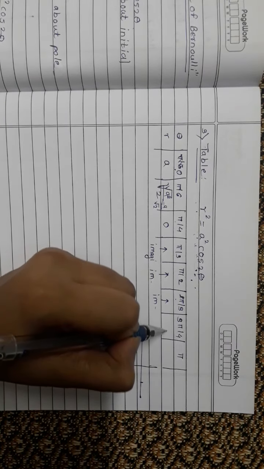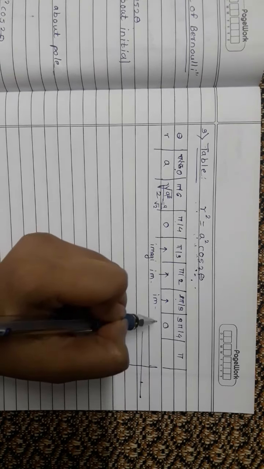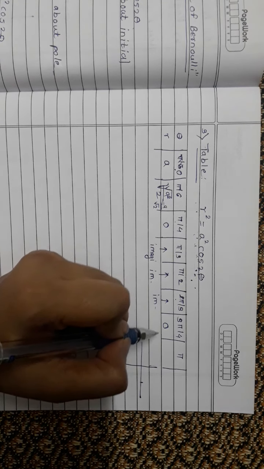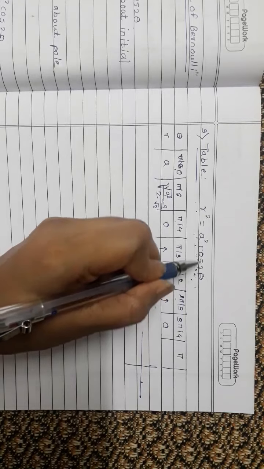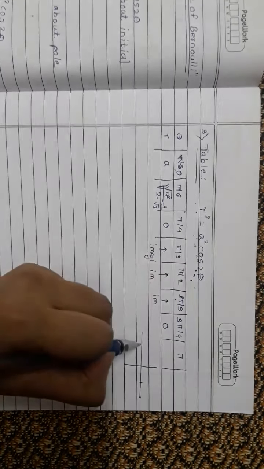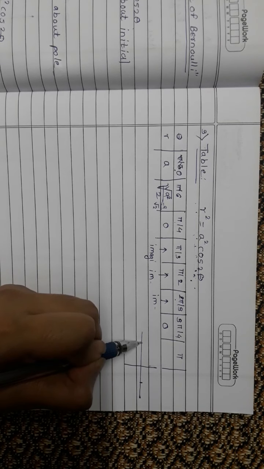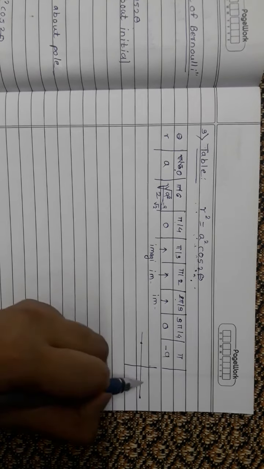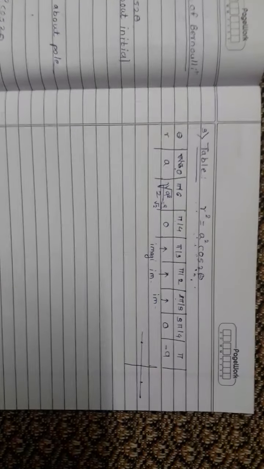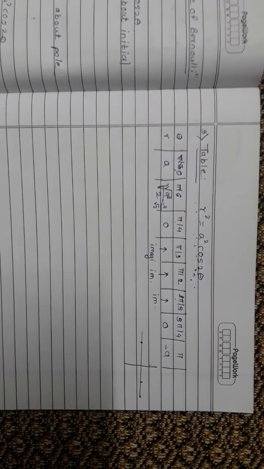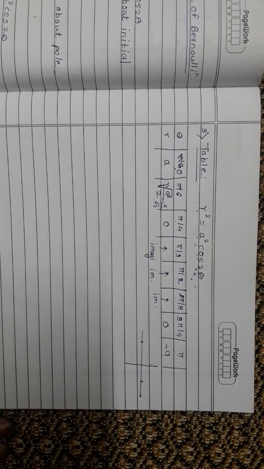Then at 3 pi by 4, which is a multiple of pi by 4, this becomes 0. And at pi, this is cos of 2 pi. So here you are reaching again. So cos 2 pi is 1, so the square root a I'm going to consider negative because you are reaching here. Correct? So this is my table in short.